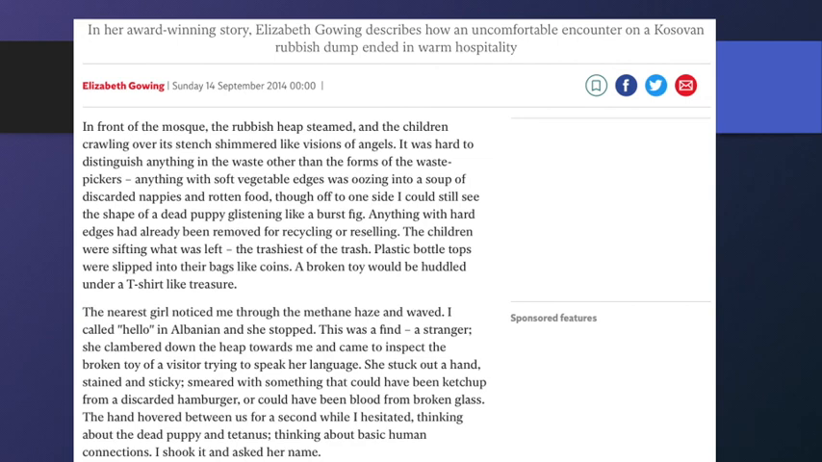Anything with hard edges had already been removed for recycling or reselling. The children were shifting what was left, the trashiest of the trash. Plastic bottle tops were slipped into their bags like coins. A broken toy would be huddled under a t-shirt like treasure.